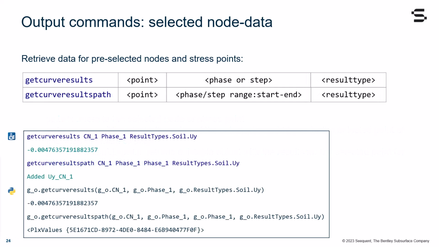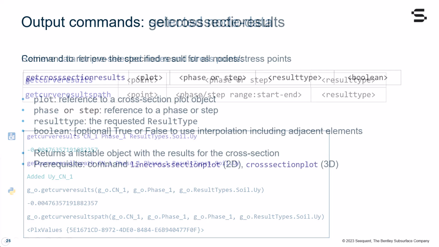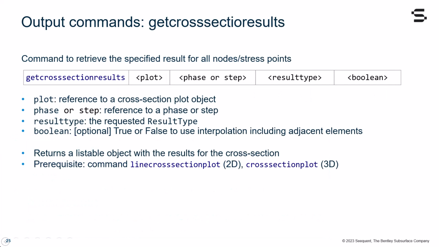In this slide, you can see examples of both commands in the PLAXIS command line and in Python syntax. As mentioned in a previous slide, when creating cross-sections, it is logical to require to retrieve the relevant results too. For this, the command getCrossSectionResults is provided. The command syntax has the following parts.